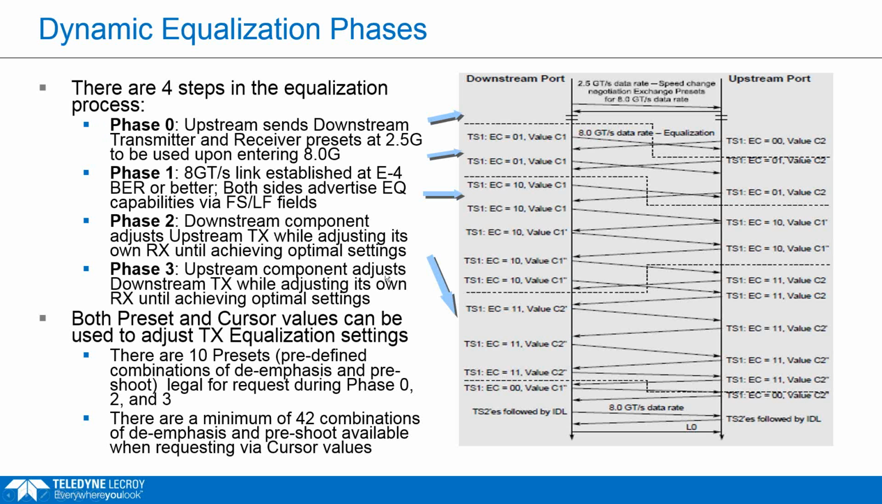In phase 2, the downstream component is going to adjust the upstream component's transmit equalization settings while adjusting its own receiver equalization settings. And then in phase 3, we have the reverse, where the upstream component adjusts the downstream component's TXEQ while adjusting its own RXEQ. And finally, when we exit out of this recovery equalization, we should have figured out the optimal TXEQ and RXEQ for both devices, and we should have a link with a bit error rate better than 10 to the minus 12.